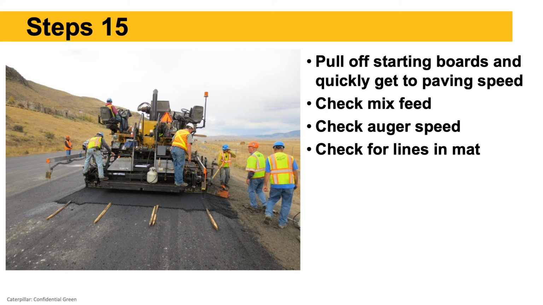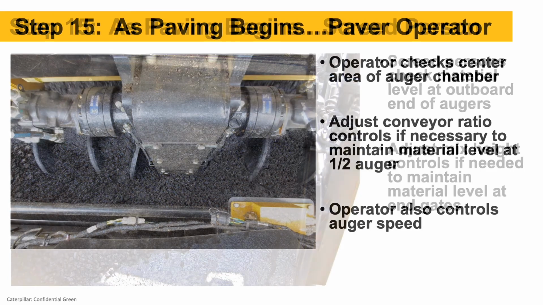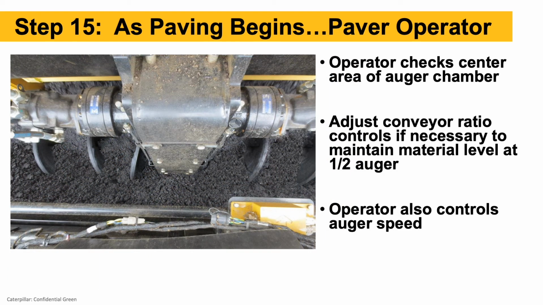So I got mix, I got auger speed, now I'm going to check for lines in the mat. So again, as paving begins, screed person, make sure I got mix coming back. I'm going to adjust my mix height dial if I need to make sure I've got that half auger height head of material. Operator is going to look down into the screed area, the auger chamber, and adjust the conveyor ratio dials if necessary to get that half auger height head of material there.